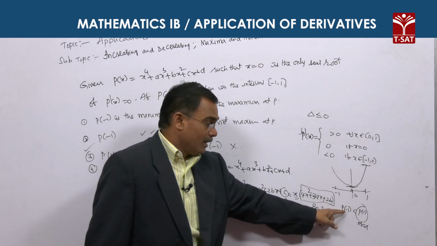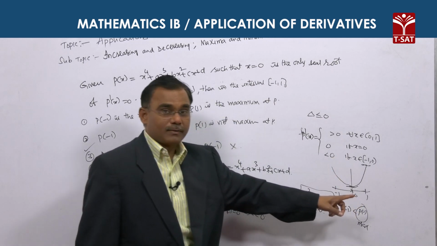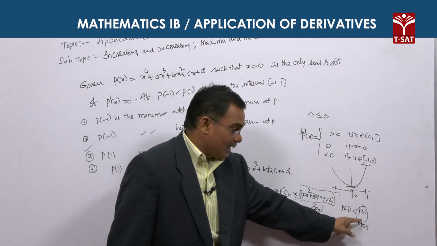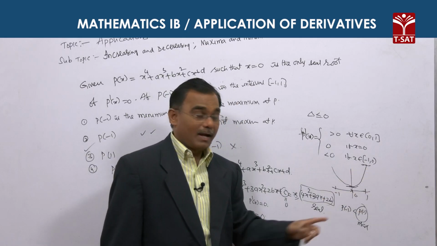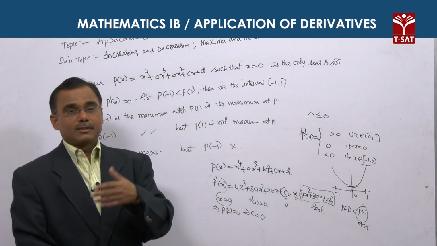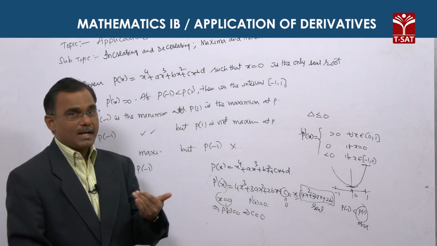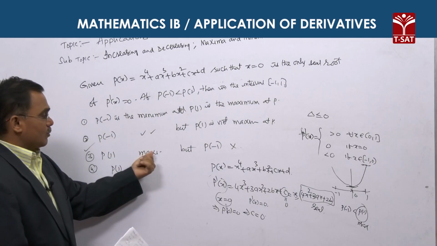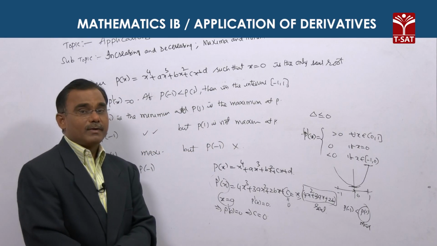And also given P of -1 is less than P of 1. That means the maximum value is at x equal to 1, and the minimum value is at x equal to 0. Therefore, the given function has maximum value at 1 and minimum value at 0. That's why P of 1 is maximum, but P of -1 cannot be taken as minimum.